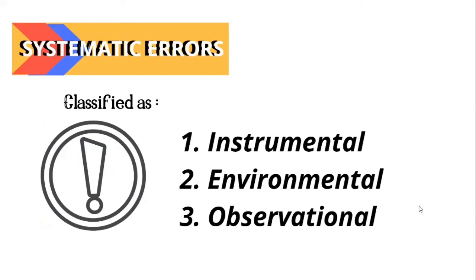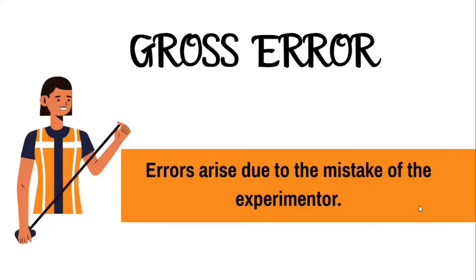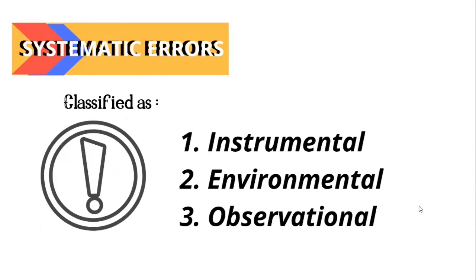So again, self-explanatory words. Instrumental, something purely related to the instrument. Environmental, because of environmental factors such as temperature, humidity, all this. Observation, the way we observe. This observation error can sometimes also be called gross error, because the observation is being made by the experimenter himself, right?